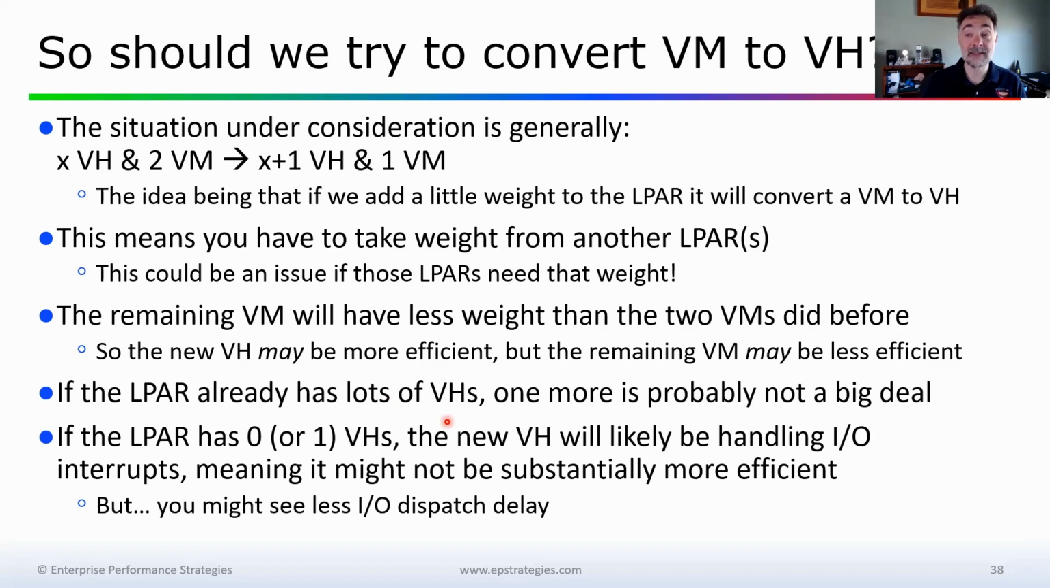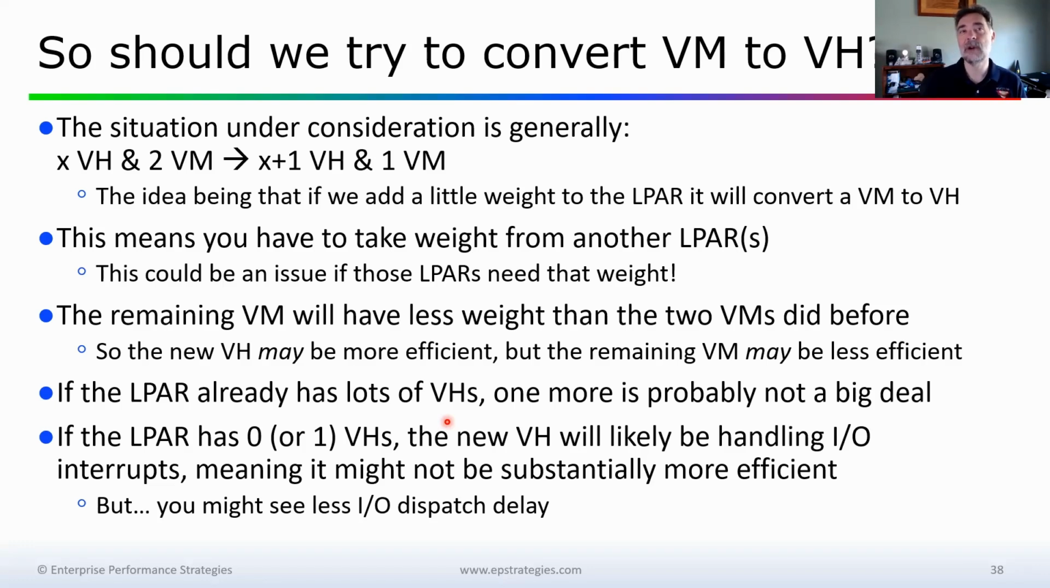Now, if the LPAR has 0 or maybe even one vertical high, then that vertical high will likely now be handling the IO interrupts, meaning it may not be substantially more efficient than what it was already at as a vertical medium. But importantly, you might see less IO dispatch delay. Okay. So the idea here is that, of course, again, the vertical highs are quasi-dedicated to the LPAR. If you think about the idea that a vertical medium may not be dispatched by PR/SM to the LPAR at any one given moment in time because it's shared with other LPARs, right?